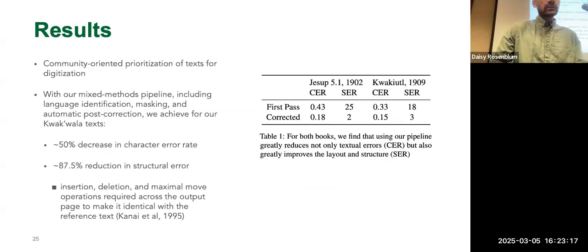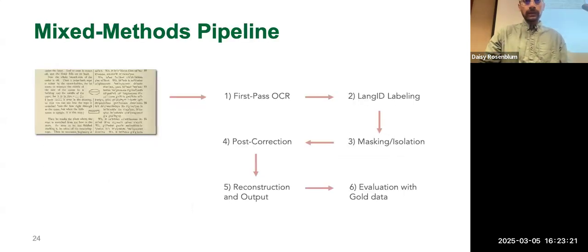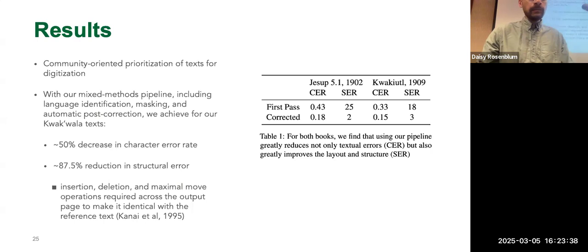Okay, I have two slides left, so I'll show you the results from this high-level pipeline. So this was the high-level pipeline: OCR, lang ID for identifying the language components, masking for the non-language components like line numbers and figures and things like that, post-correction, reconstructing everything, and evaluating with the gold data.